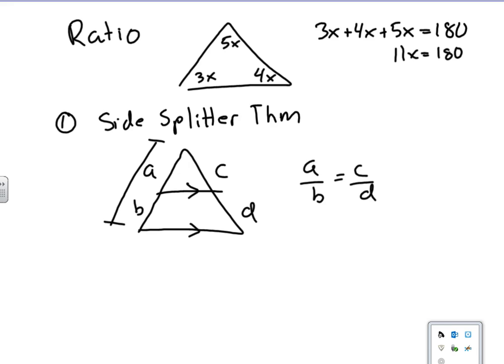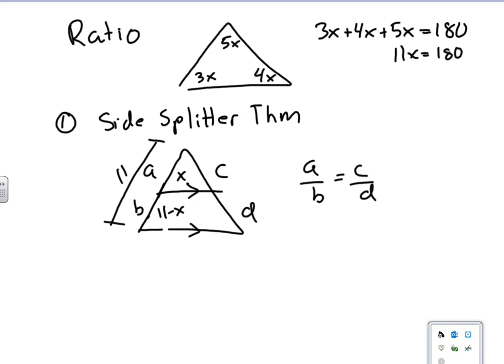Like if you have this and you're given, let's say this is A, and let's say this is X and this is 11. I think this was one of the homework ones. The whole thing is 11. So this would be 11 minus X for that side of it, because the whole length is 11. So B would really be 11 minus X.